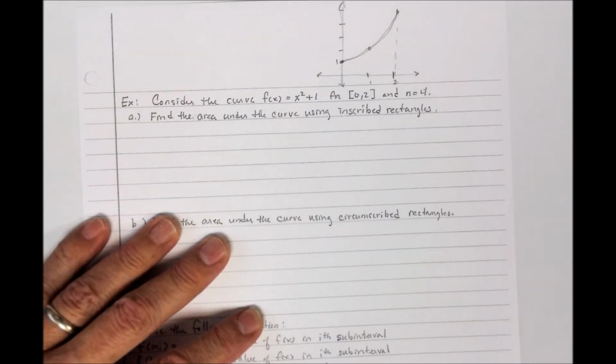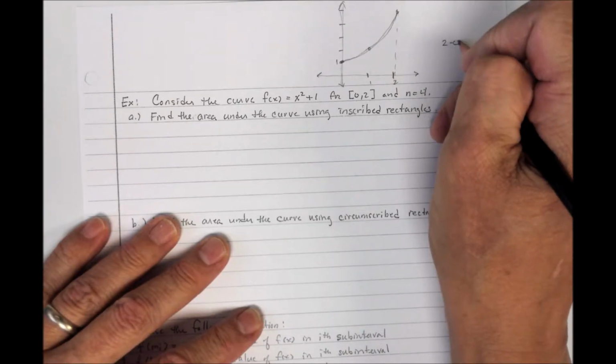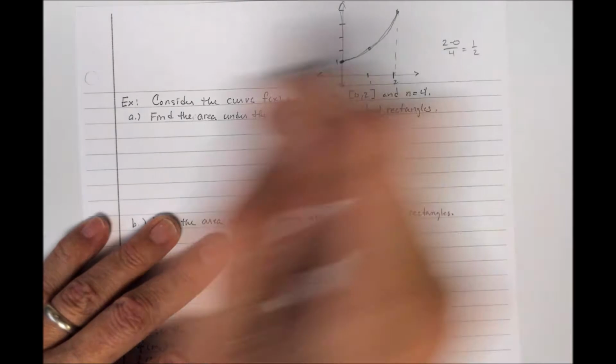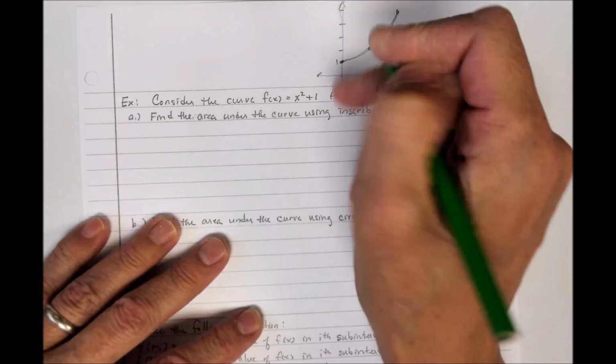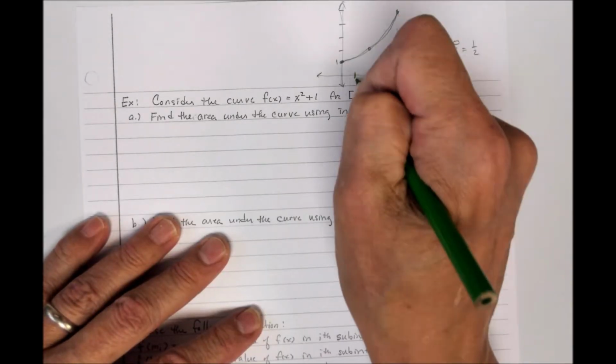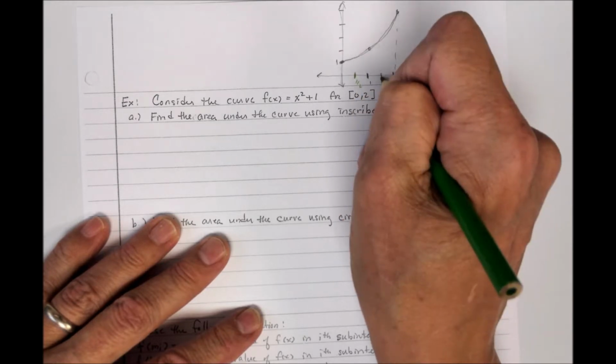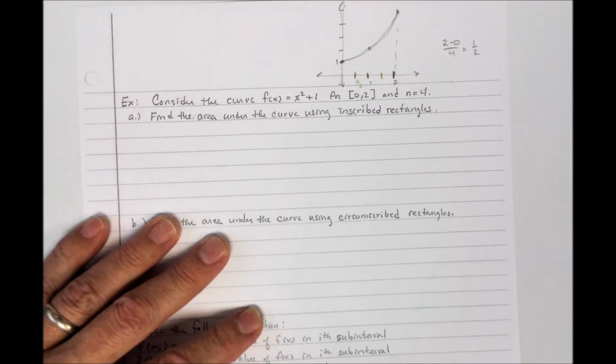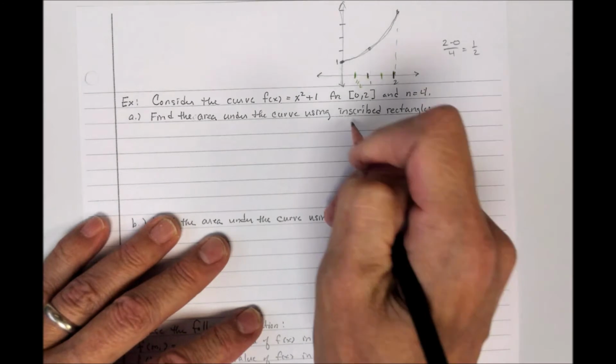So 4 subintervals of equal size, that would be 2 minus 0 divided by 4. Each one would have width 1/2. So I could mark here a half, here at 1, here at 1.5, and then here at 2. And I am going to use inscribed rectangles here.